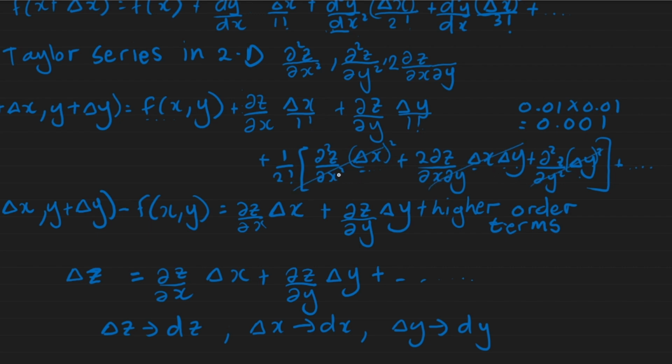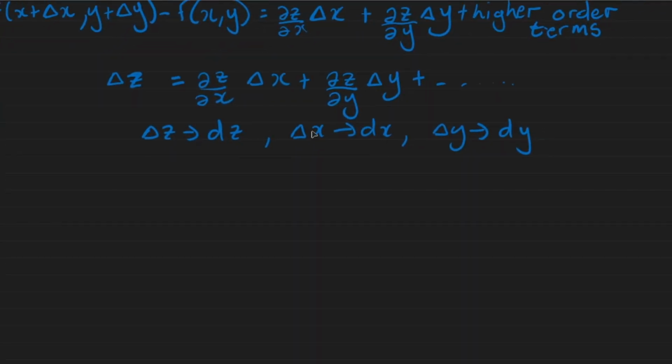And if this is true for the second order derivatives, then it will obviously be true for the third order, fourth order, and so on. So all of these terms can be neglected. And what we're left with is that dz is equal to ∂z/∂x times dx plus ∂z/∂y dy.